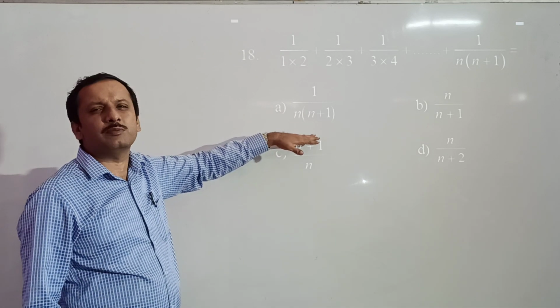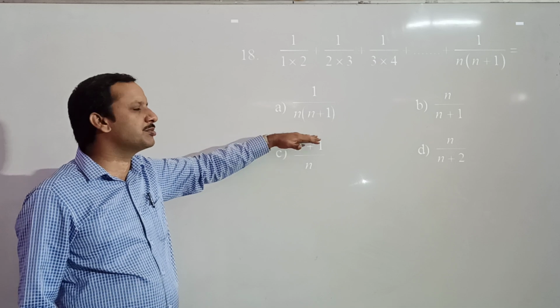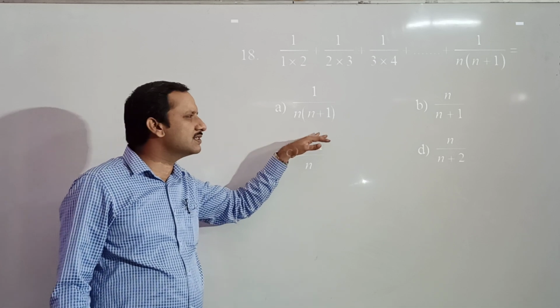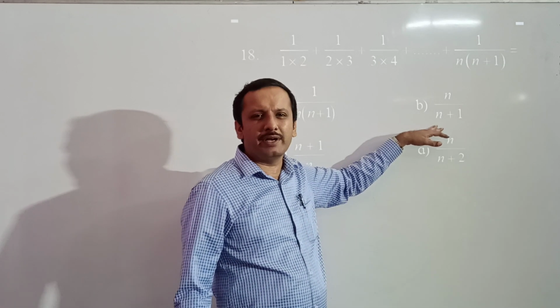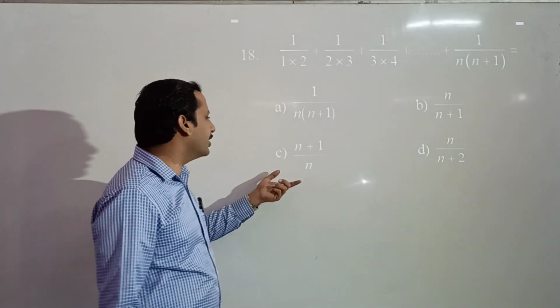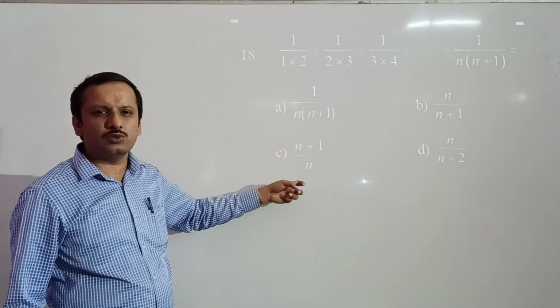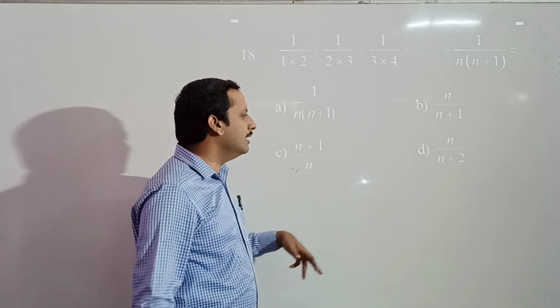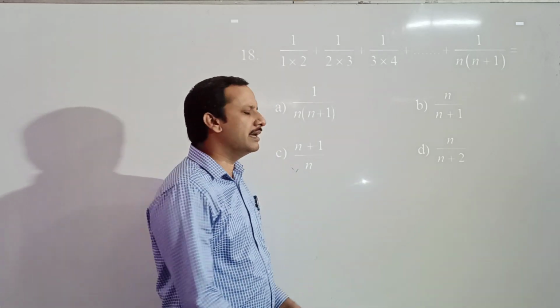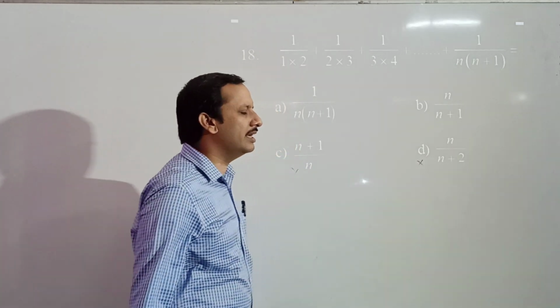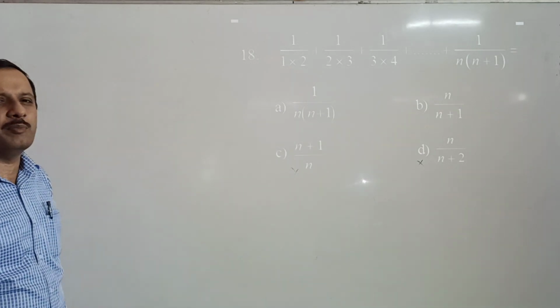So now you substitute n equal to 1 in the options. First option gives you 1 by 2, so it may be the answer. Second option also gives you 1 by 2, that may also be the answer. Third option will become 2 by 1, which is 2, so this option is eliminated. Then here you will get 1 by 3, that is also eliminated. These two are eliminated. Now put n equal to 2.